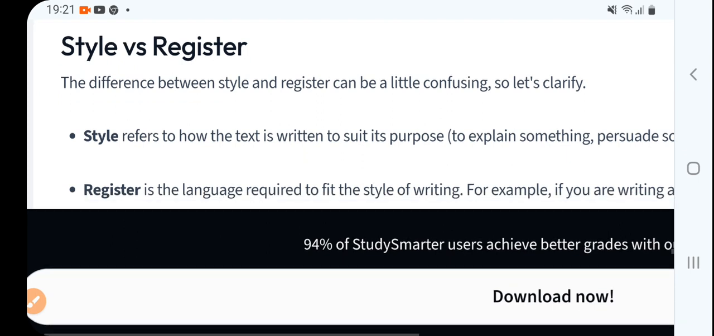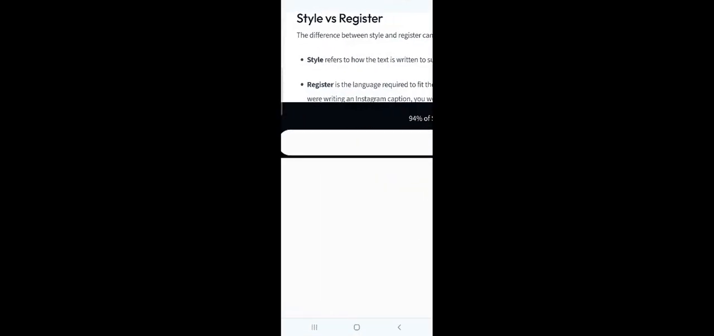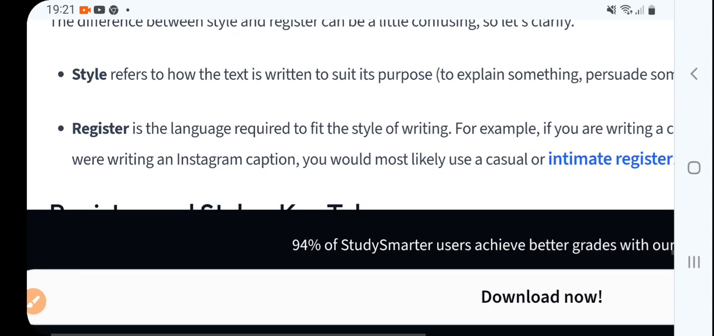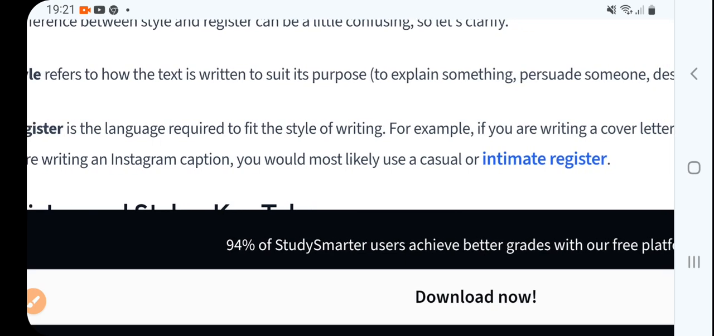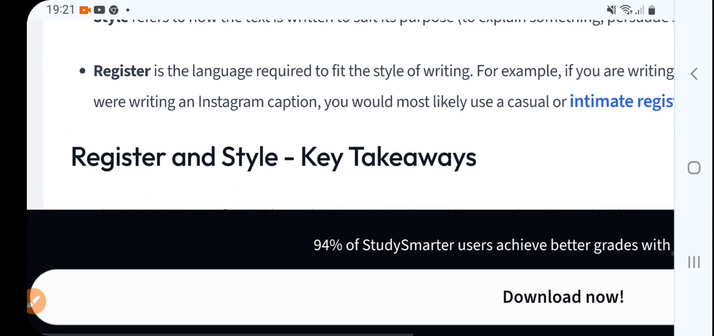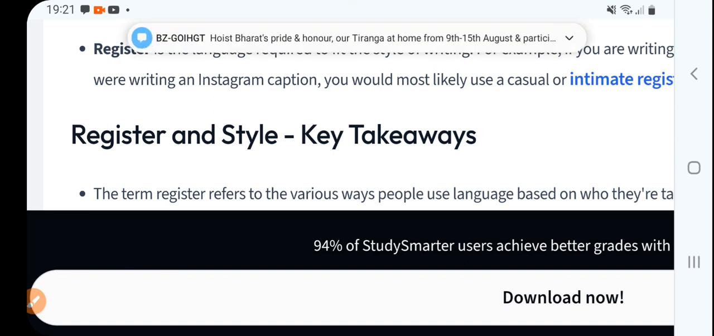So that is something about style. Now, style versus register. The difference between style and register can be a little confusing, right? Style refers to how the text is written to suit its purpose. So how the text is written, right? Whereas register is the language required to fit the style of writing.